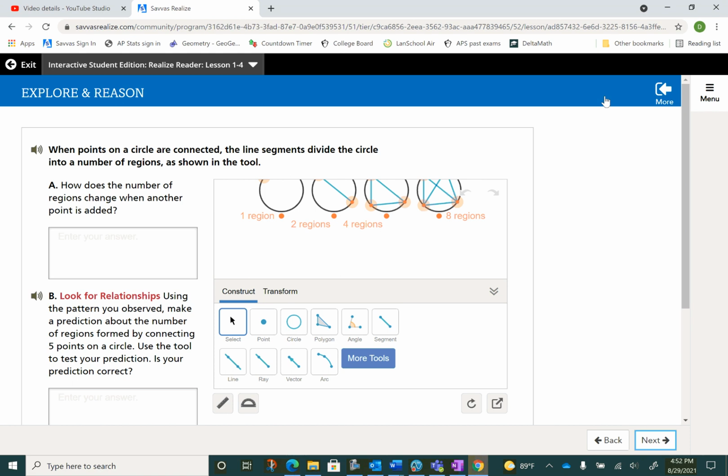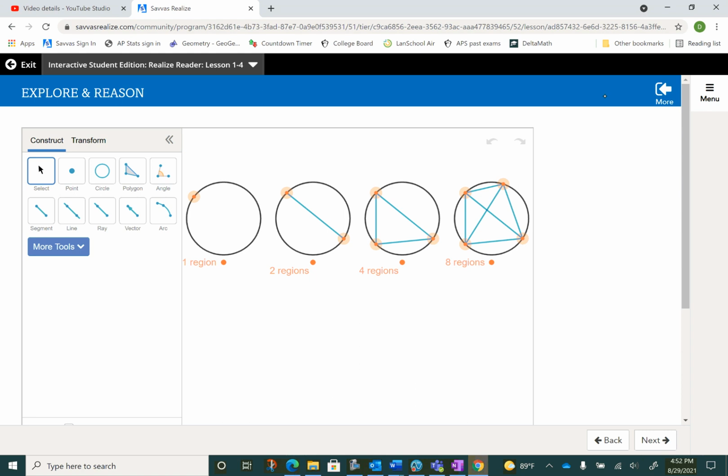So for part B there, it's saying using the pattern that you observed, make a prediction about the number of regions formed by connecting 5 points on the circle. Well, that's going to be interesting here now, isn't it? So if we start with a circle, and we put on the circle, we already have 1, so now I need 2, 3, 4, 5 points on the circle, play connect the dots.